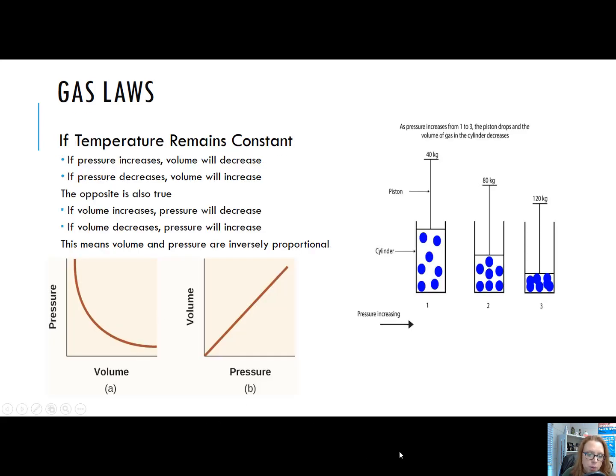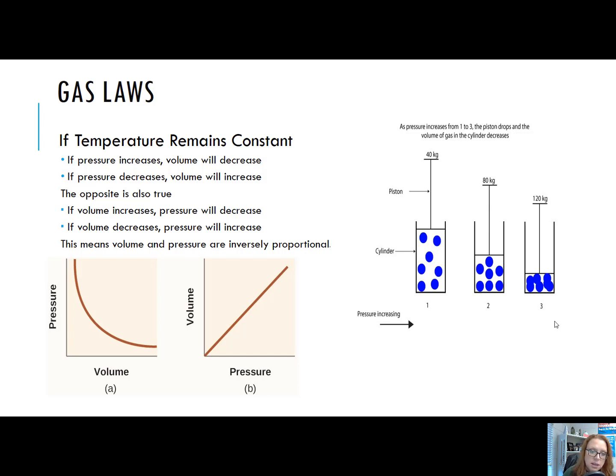Now, if we're keeping temperature constant, if we increase pressure, our volume will decrease. So look over here at our picture. We have pressure increasing from left to right. The highest pressure is at number 3. The least amount of pressure is number 1. Do you see that we have more volume in number 1 than we do in 3? So when you increase pressure, you decrease volume. Okay? If we decrease pressure, we increase volume.